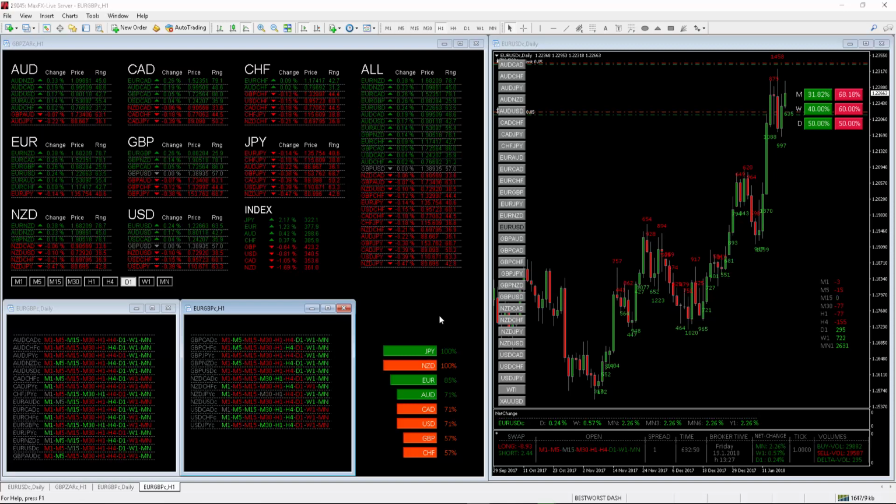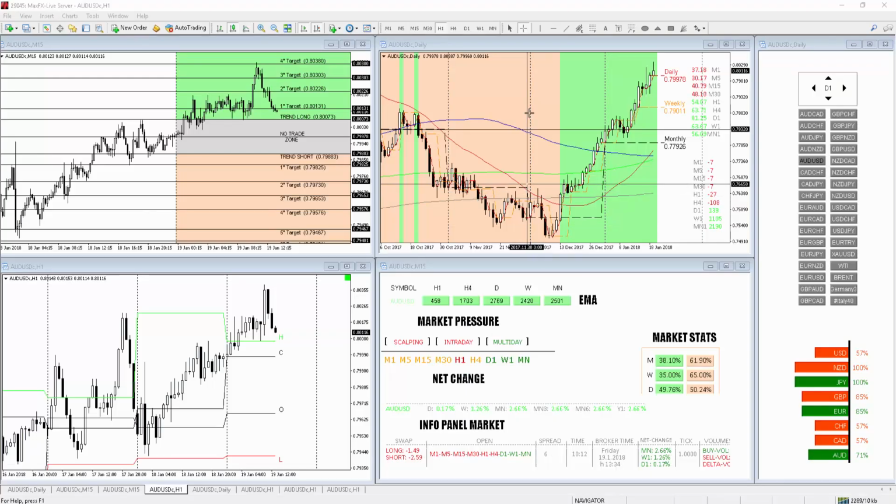The power strength gives us the yen 100% long and the New Zealand dollar 100% short. We have a high percentage on the euro also, which is 85% long. Now let's go to the charts to analyze the majors.